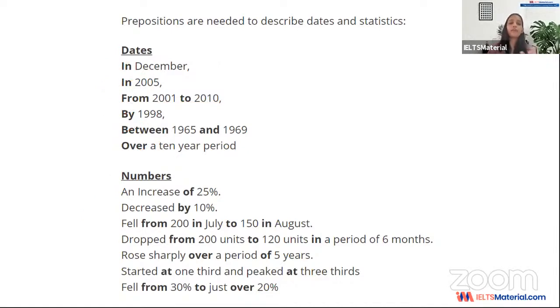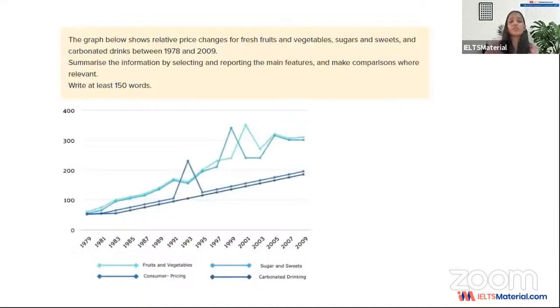All right, so we have understood the trends, the manner of showing the trends using adverbs and adjectives, and the prepositions of time. So this is the graph that we are going to deal with today. Let's have a look at the question. Here, as you can see, we have years on the horizontal axis and the price changes on the vertical axis with 4 items: fruits and vegetables, sugar and sweets, consumer pricing, carbonated drinking.